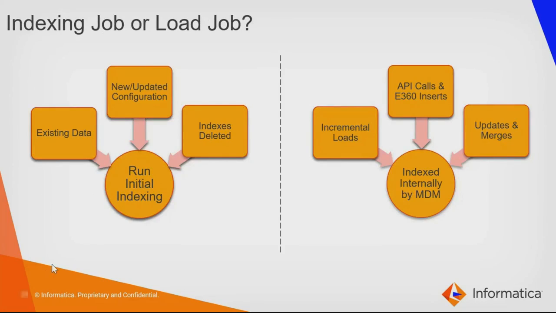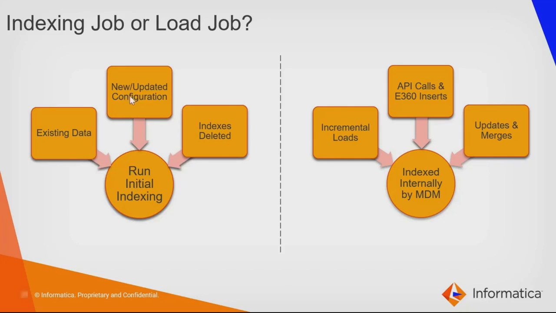Next, we have indexing job scenarios, like when to run the indexing job or when it is automatically going to happen. On the left hand side, you can see run initial indexing. This is the place where we need to explicitly run the indexing job from the Hub console. For the first scenario, the existing data, whenever we are doing the initial data load, it is recommended not to enable Elasticsearch. And once all the initial data load is done, then you need to execute the indexing job manually.